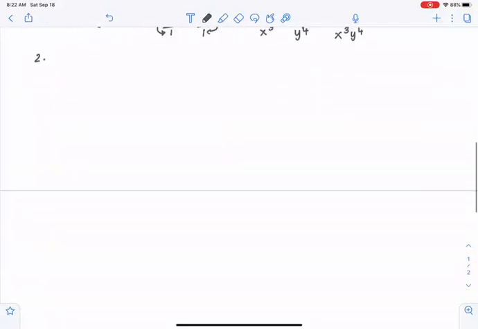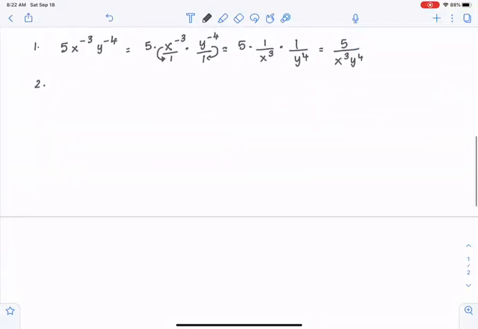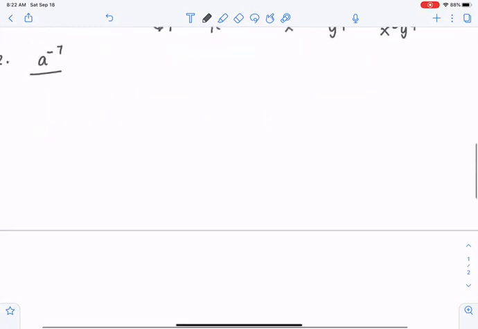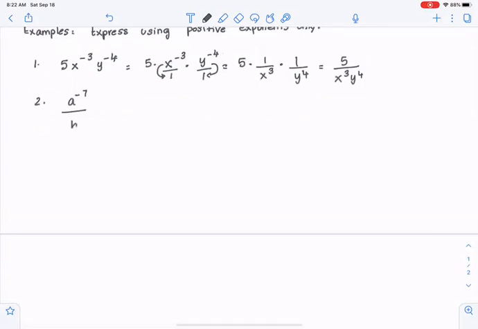So here is another example. Let's say I have a raised minus 7 divided by b raised minus 5. Both the numerator and the denominator have negative exponents. So I want to make them positive.